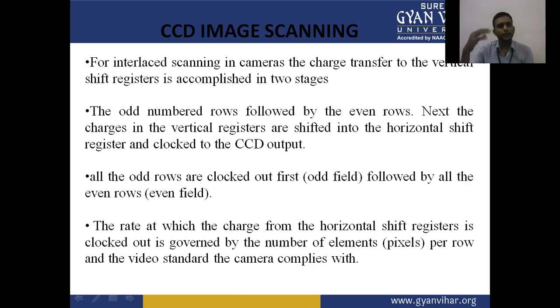The rate at which the charge from the horizontal shift register is clocked out is governed by the number of elements, that is the pixels per row, and the video standard the camera complies with.